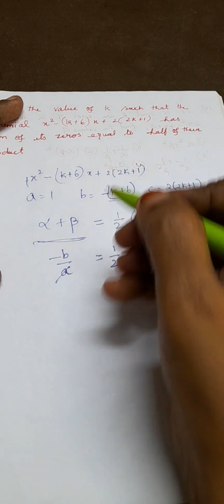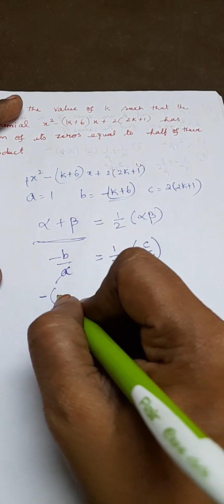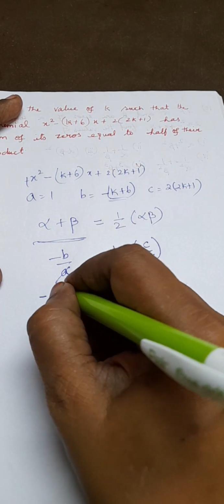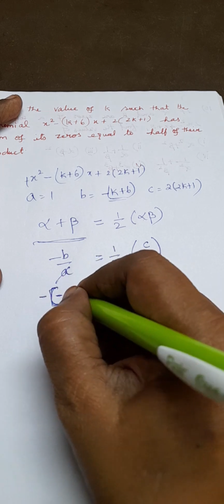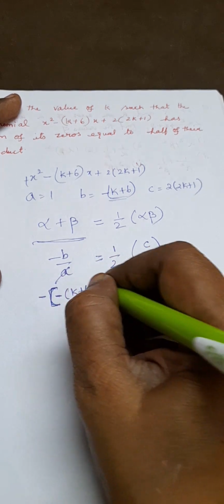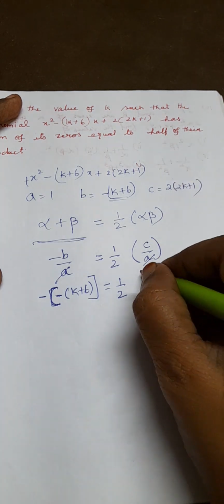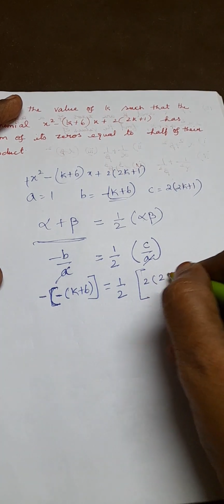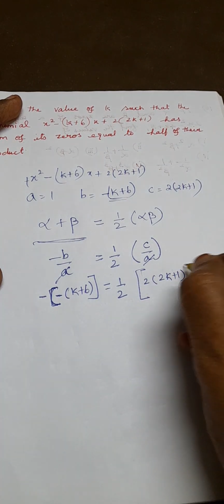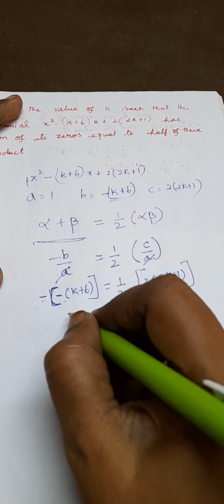What is minus b here? Minus of minus (k plus 6), right? Equal to 1 by 2 into what is c? C is 2 into (2k plus 1), right? Minus into minus is plus.